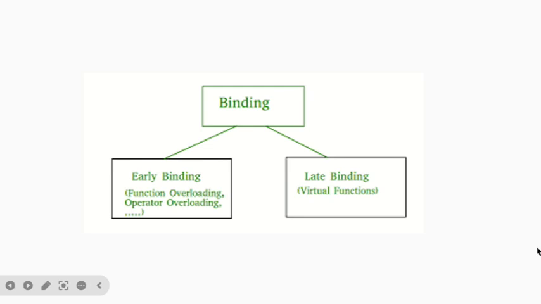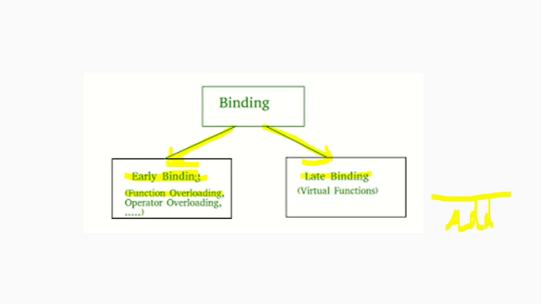Now binding. Binding refers to two things in C++, which can be of two types, which are early binding and late binding. Early binding is when the function is called. For example, here is a function add and it's called.